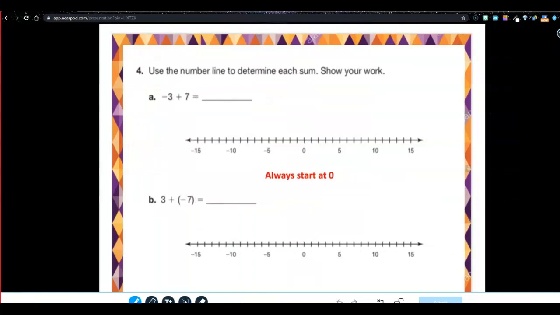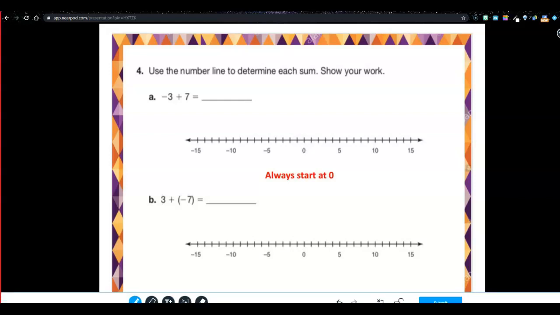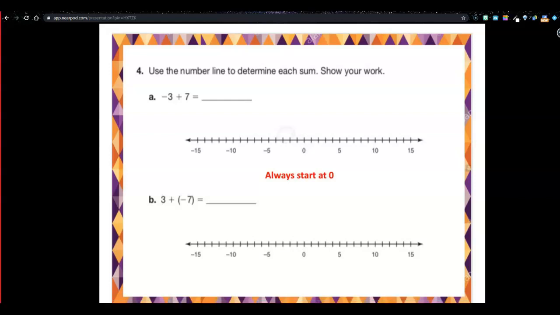Okay, so we're going to write some number lines now. Always start at 0. Okay, so the first number we need to represent is -3. So starting at 0, I'm going to count back 3 spots. 1, 2, 3. My arrow will look like that.